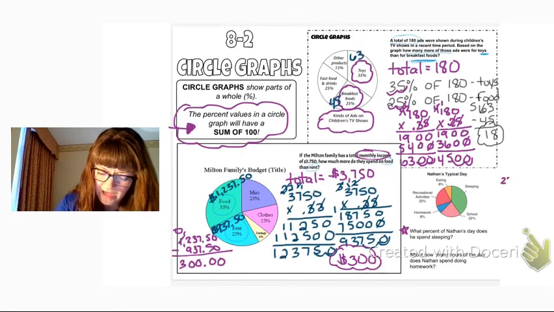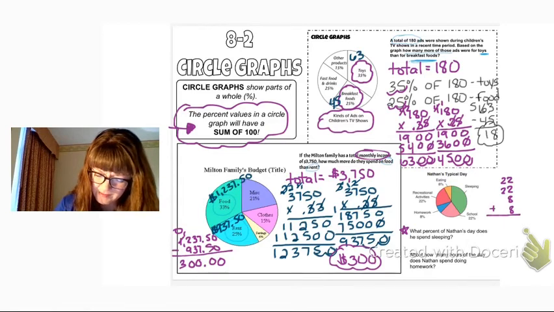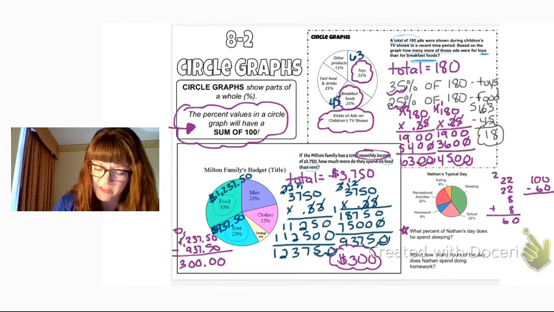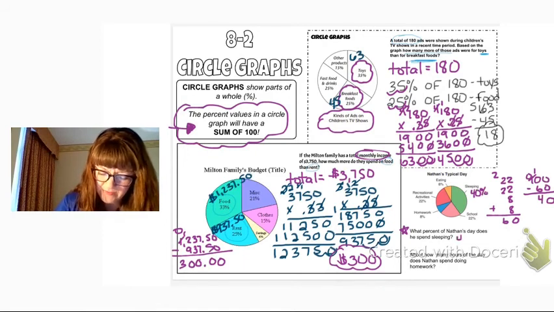So I'm going to add up all of the other things. So I have 22 twice and 8 twice. So 2 and 2 is 4, plus 8 is 12, plus 8 is 20. And then 2 plus 2 is 4, plus 2 is 6. So that's 60% that he spends on the things that were given to us. Sleeping takes up all the rest of the circle graph. So if I subtract 60 from 100, I'm left with the value for sleeping. So he spends 40% of his day sleeping.